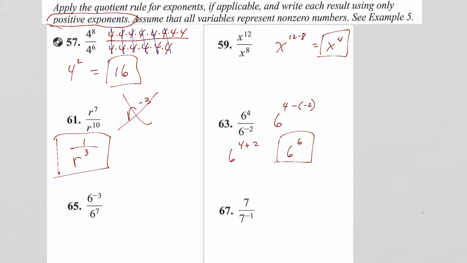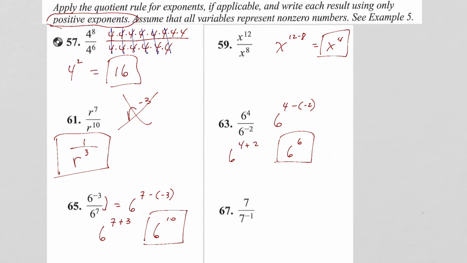Here we're going to bring this down, and we're going to have 6 to the 7 minus a negative 3, which is 6 to the 7 plus 3, which is 6 to the 10th power. In other words, we did not bring the 7 up to the top because we would have ended up with a negative 3 minus 7 or a negative 10 up top, and we can only have positive exponents. So we had to bring this down because that's what made the exponent positive.